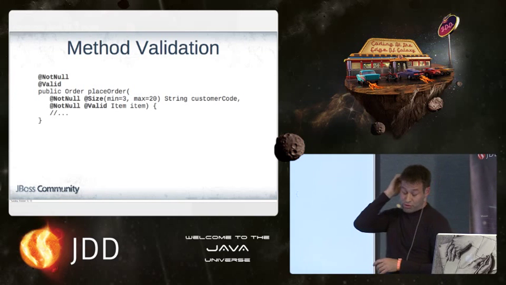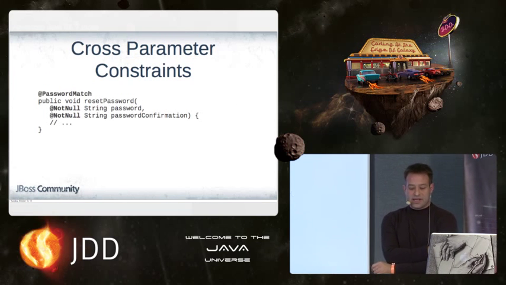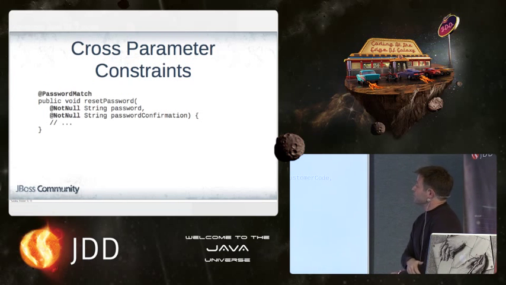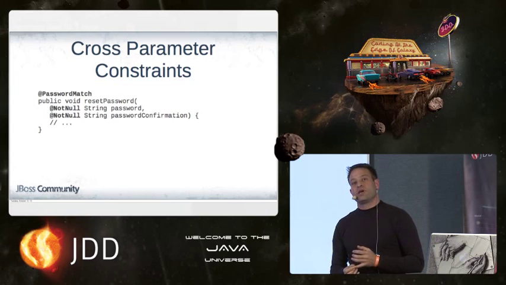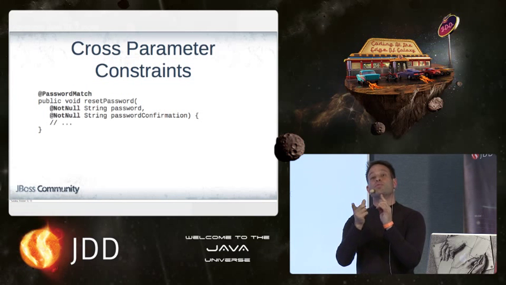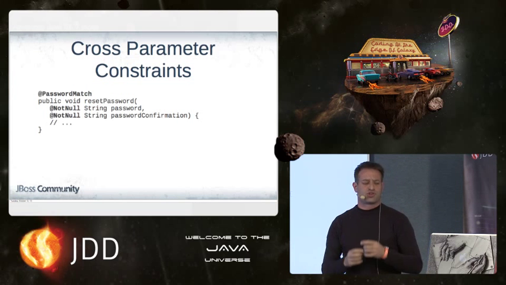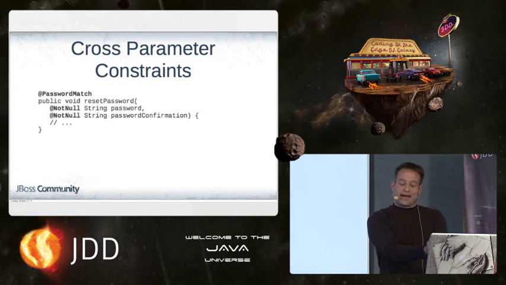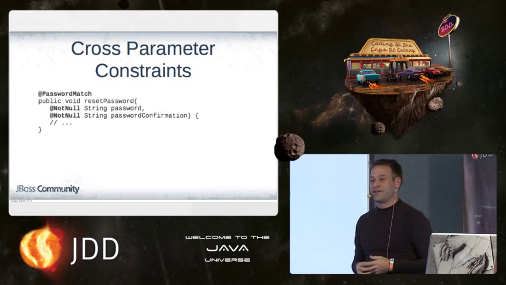There's also something called cross-parameter constraints, which is a little bit tricky. So in this case, what we saw here was I put in constraints on a single parameter. But what do I do if my constraint has to validate something like a dependency between two parameters? An example would be password and password confirmation. They have to match. I can't place that really properly somewhere. So the solution we came up with was to place it on the method, like @PasswordMatch. But that's a little bit problematic. Who sees why that could be problematic?